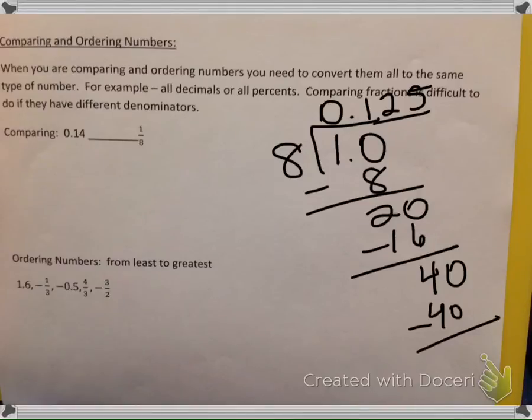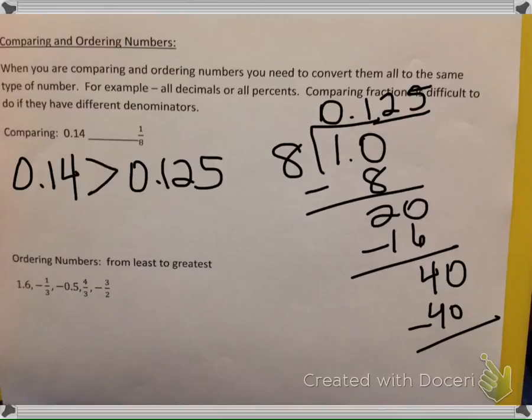So you have 14 hundredths, and you're comparing that to 125 thousandths. And 14 hundredths is actually greater than 125 thousandths.